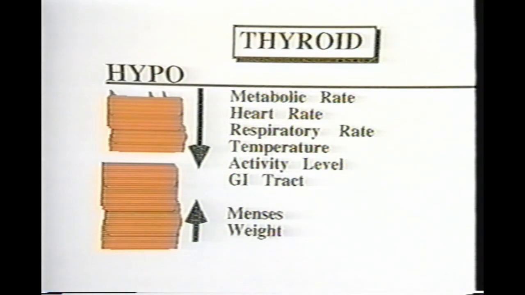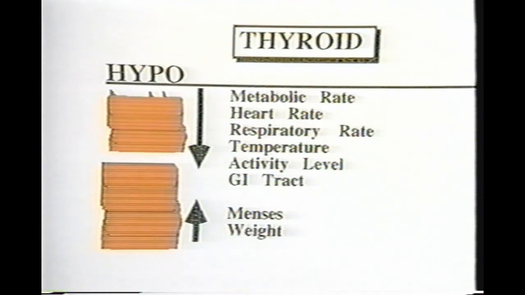Now, as we start to talk about the problems related to the thyroid gland, what I'd really like to do first is review the function of the thyroid gland and do it from the perspective of hypo and hyperthyroidism. So if we take a look at the first picture up here, we'll notice that we see hypothyroidism.